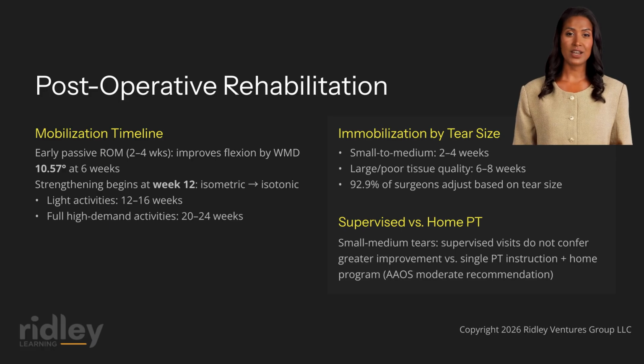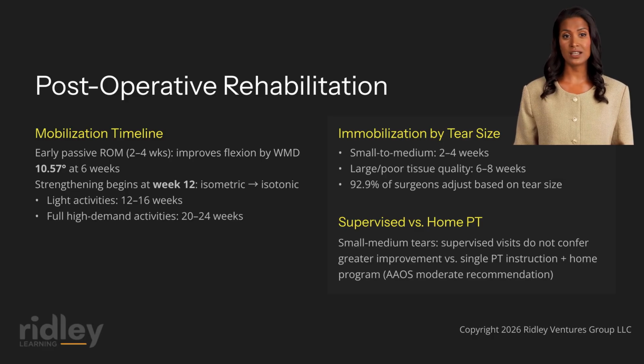The AAOS guideline establishes that post-operative clinical and patient-reported outcomes are similar for small to medium-sized full-thickness tears managed with either early mobilization or delayed mobilization up to 8 weeks after arthroscopic repair. Early passive range of motion exercises can begin during the immobilization phase for small to medium tears, typically at 2 to 4 weeks postoperatively, with early exercise improving shoulder flexion by a weighted mean difference of 10.57 degrees at 6 weeks compared to brace fixation alone.